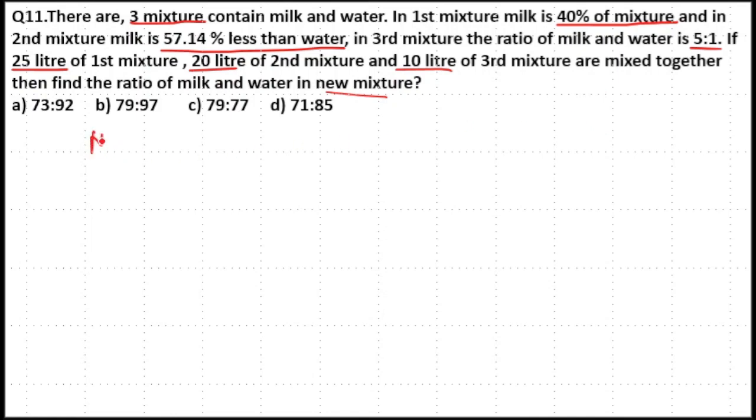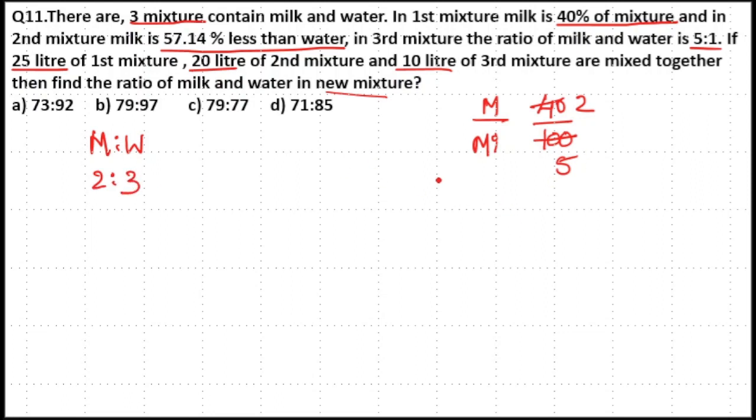So we have milk and water ratio here. In the first mixture, milk is 40% of mixture. 40% means 40 by 100. Here it is not milk by water ratio, it is milk by mixture ratio because milk is 40% of mixture. That means if mixture is 100, milk will be 40. That means water will be 100 minus 40, 60. If you cancel by 20, 20 into 5, 100, 20 into 2, 40. That means if mixture is 5 parts, milk will be 2 parts and water will be 3 parts. That means milk is to water is 2:3.